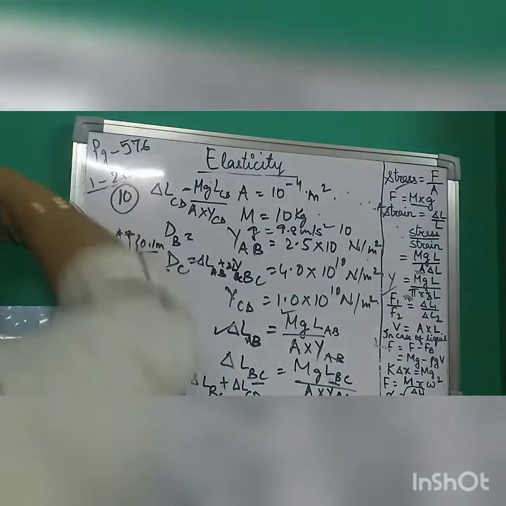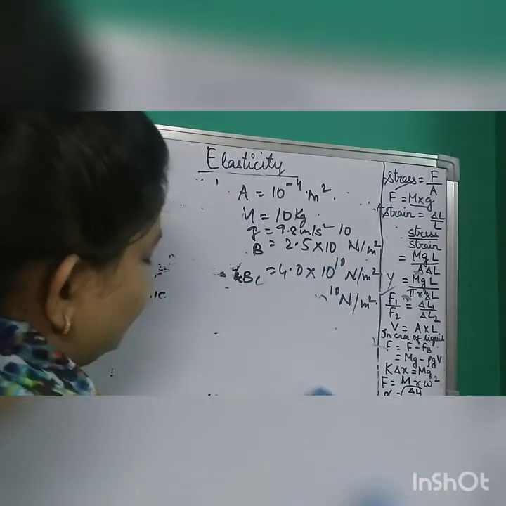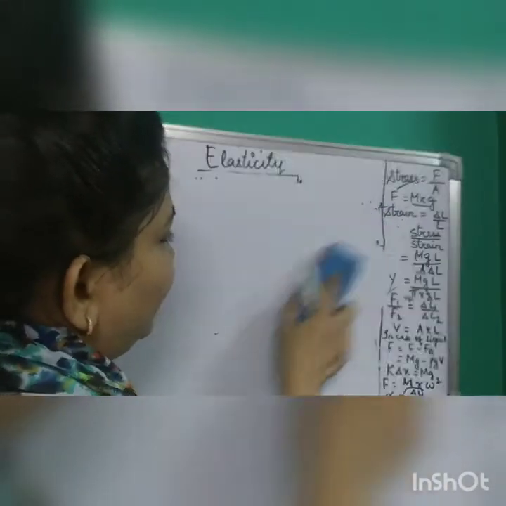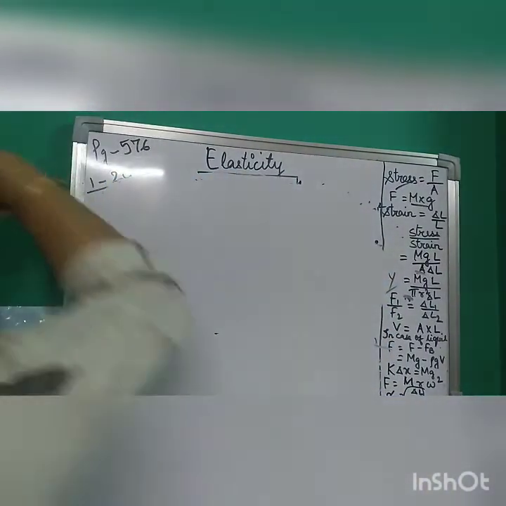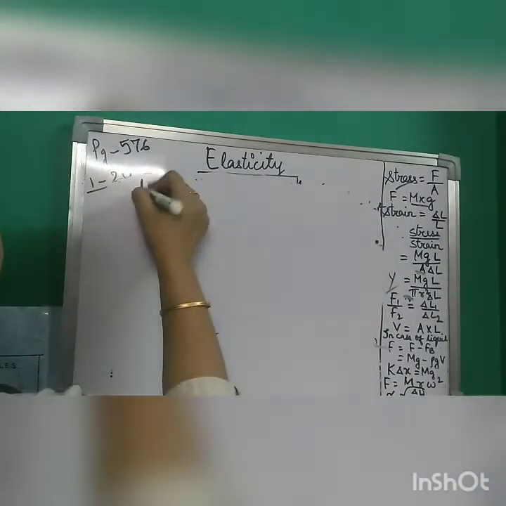Okay, now let us go to sum number 11. Students, see, the sums are very easy. We use the same formula over here, only you have to see which formula is correct for that one. Now, sum number 11.